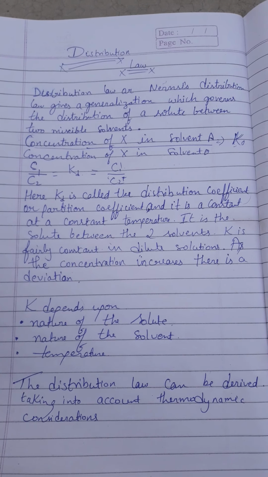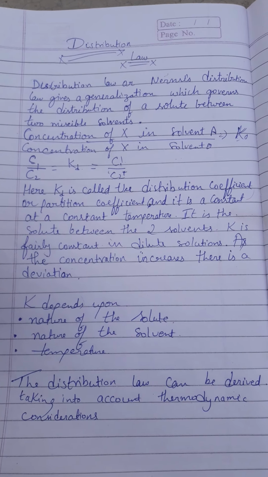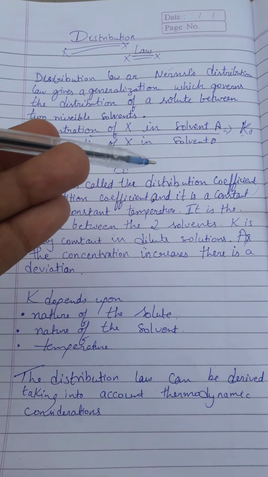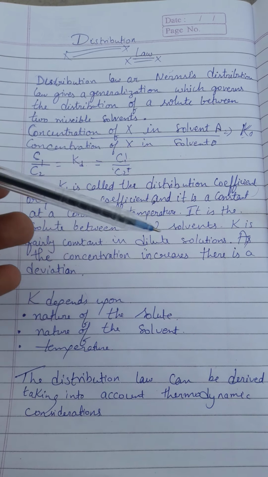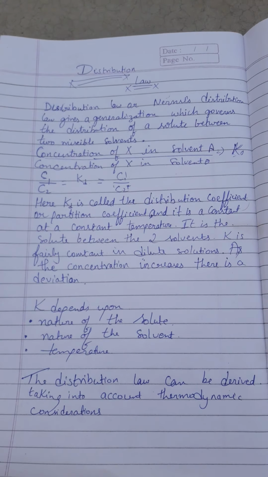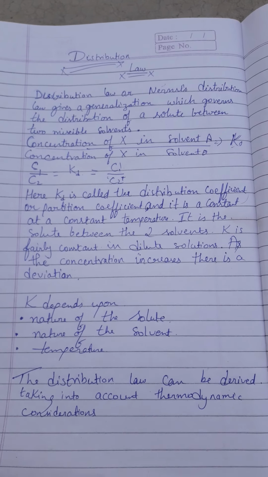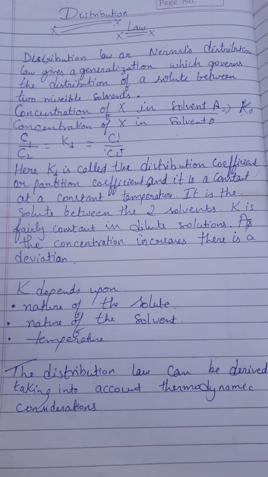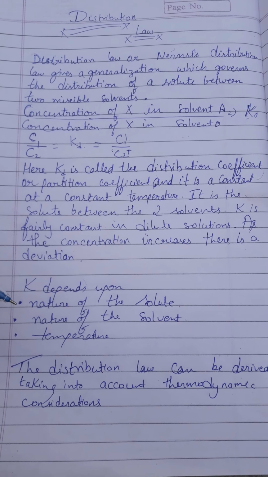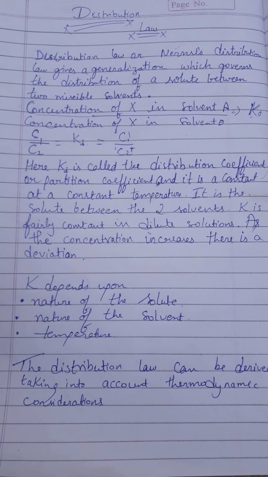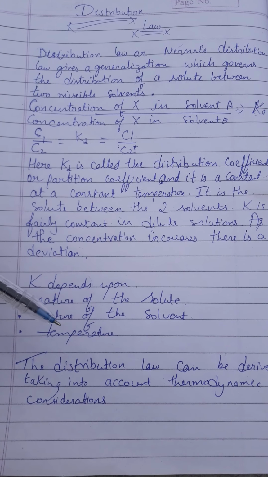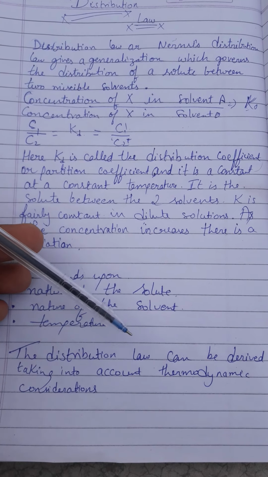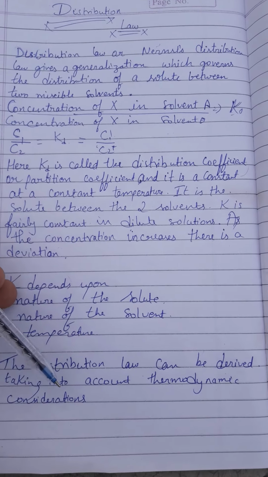The constant Kd is the distribution constant, as I have already told you, and as the concentration increases there is a deviation in the value of K. Now the important thing is on what factors K depends. K depends upon the nature of the solute, nature of the solvent, the temperature of the solution, and environment. The distribution law can be derived by taking into account thermodynamic considerations.